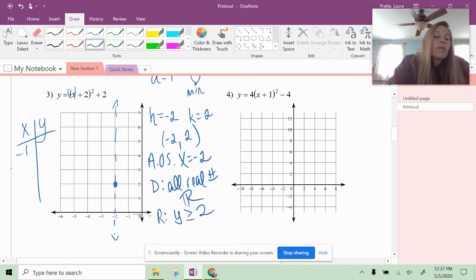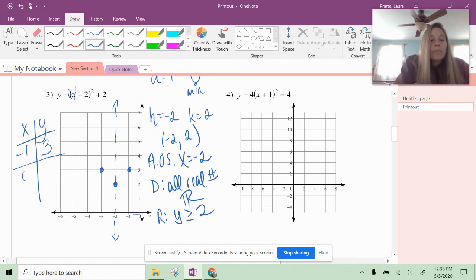So if I put in a -1, -1 plus 2 is +1. +1 squared is still +1. +1 times 1 is still +1. And then plus that 2 would give me 3. So -1 and 3. Other side of the axis of symmetry would be -3 and 3.